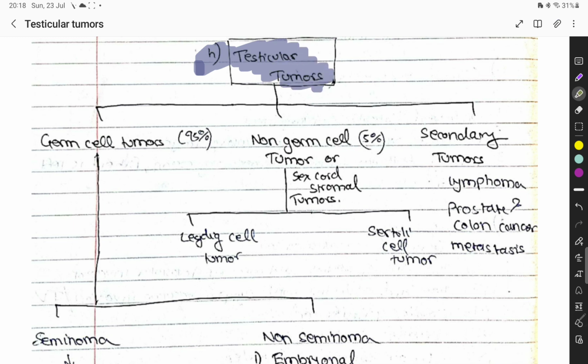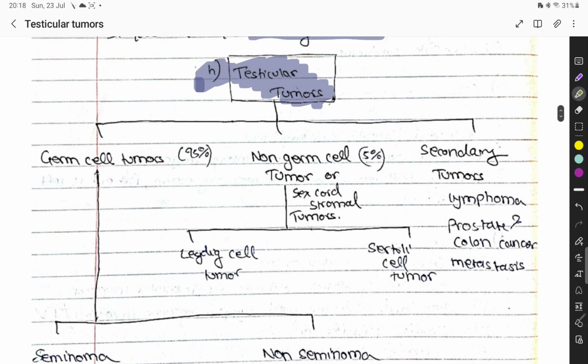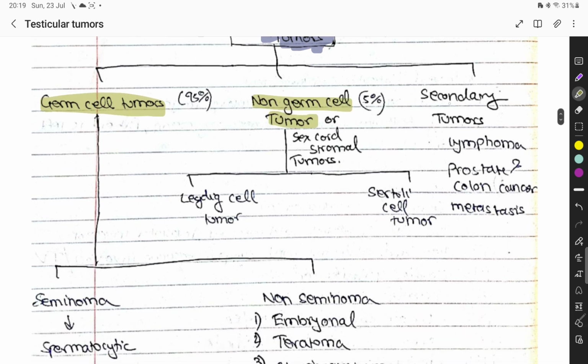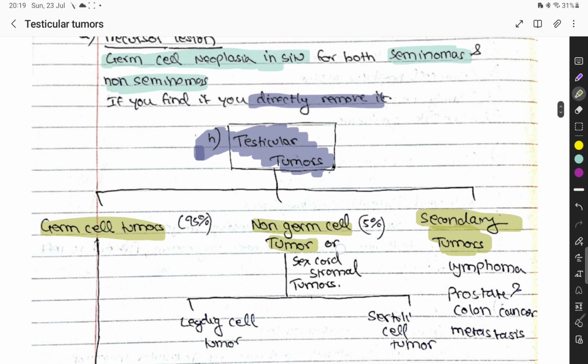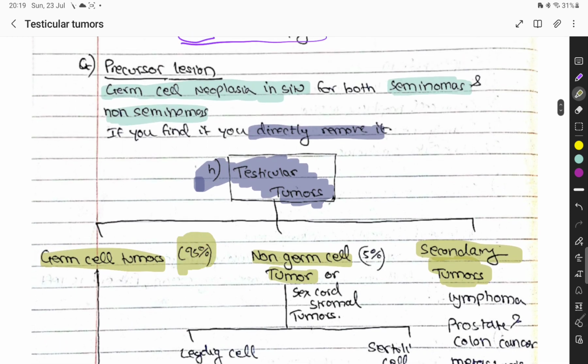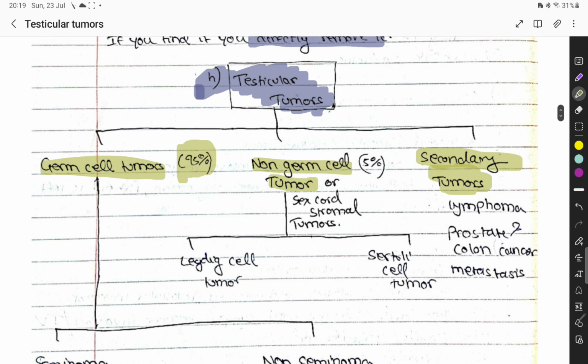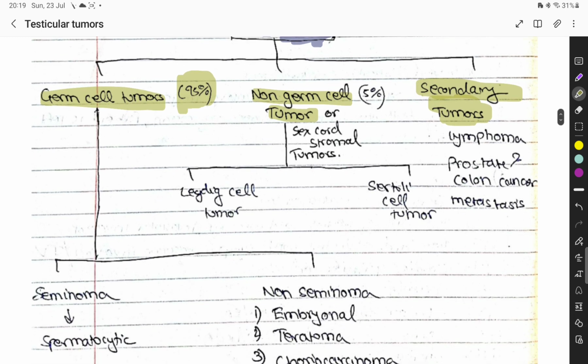So, testicular tumors are mainly of two types. First of all, primary and secondary. I forgot to write primary here, but it's fine. Primary is then divided into germ cell tumors and non-germ cell tumors. Secondary is basically the ones that are coming from some other tumor metastasizing into the testis. But germ cell tumors are the most common ones. 95% of the testicular tumors are germ cell tumors. 5% of them are non-germ cell tumors, also called sex cord stromal tumors, it's another name.